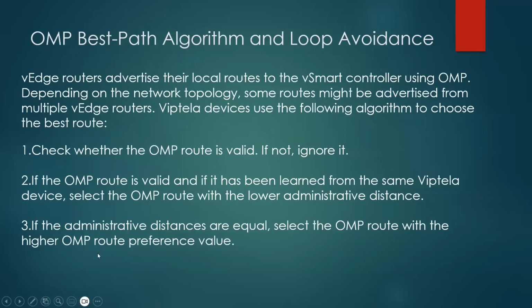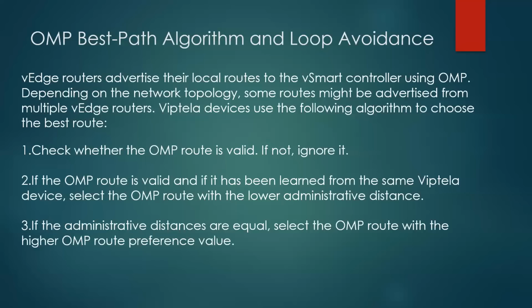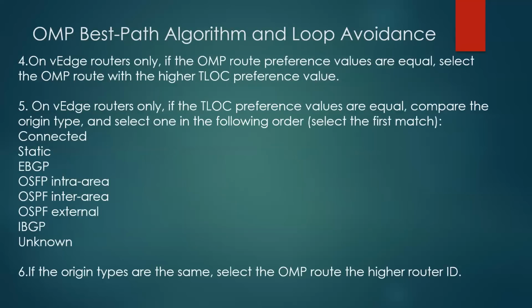Then it will check the OMP route preference. There are two types of preference. One is OMP route preference, one is T-lock preference. So we can set the preference as per the higher OMP route preference first, and then as per higher T-lock preference second. It will select the best path.